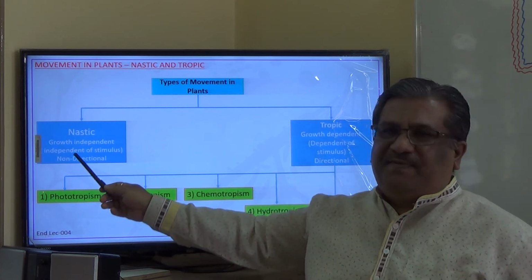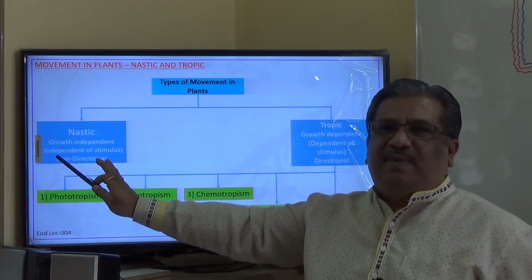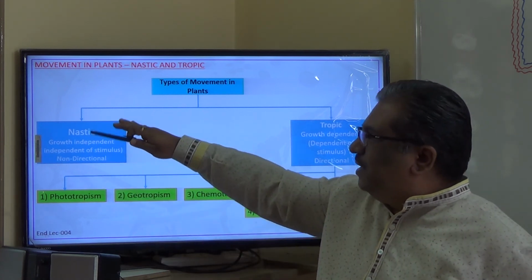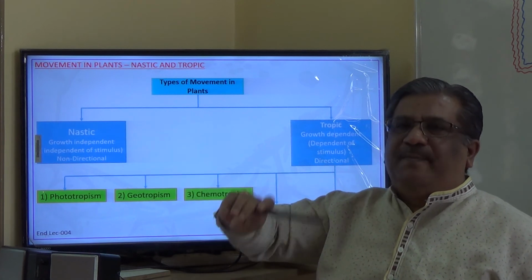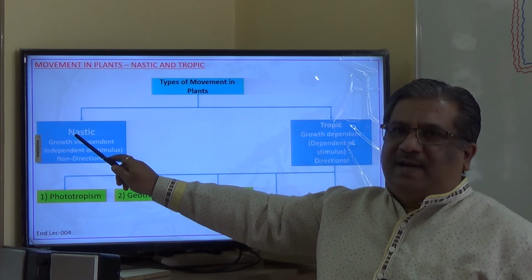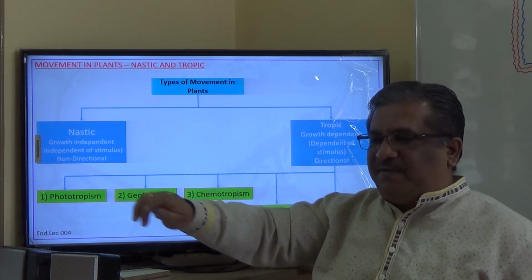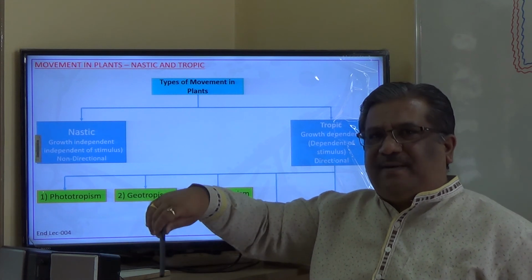There are a couple of classifications over here, but we don't need them. Nastic movements is enough for the time being, and we'll keep it as it is. Only nastic movements we'll talk about. The best example, Mimosa pudica, important. And how the communication takes place between the leaves, between the different parts of the plant there.